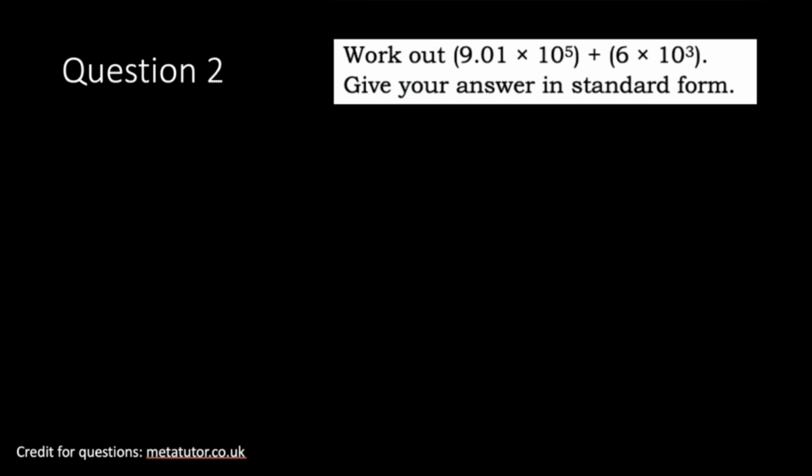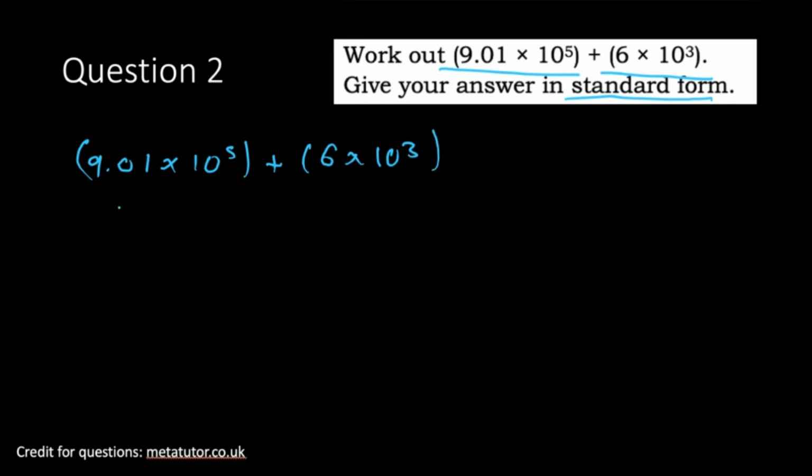Question 2. Work out 9.01 times 10 to the power of 5 plus 6 times 10 to the power of 3. Give your answer in standard form. So 9.01 times 10 to the power of 5 plus 6 times 10 to the power of 3. So same story as the question before. Convert one of these powers so that it's identical to the other. So in this case, I'm going to convert 3 to 5.